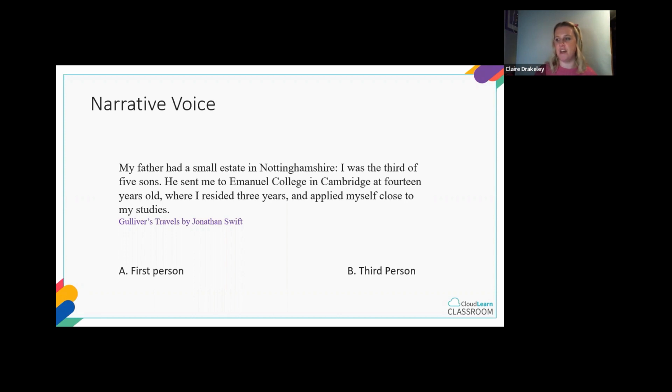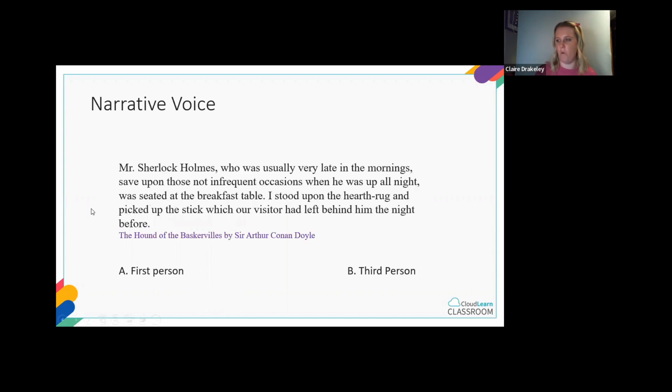Yeah. Right, let's try this one then. Let's try the second one and then I'll relaunch the poll. So Mr. Sherlock Holmes, who was usually very late in the mornings, save upon those not infrequent occasions when he was up all night, was seated at the breakfast table. I stood upon the hearthrug and picked up the stick which our visitor had left behind him the night before. So that is from The Hound of the Baskervilles by Sir Arthur Conan Doyle.